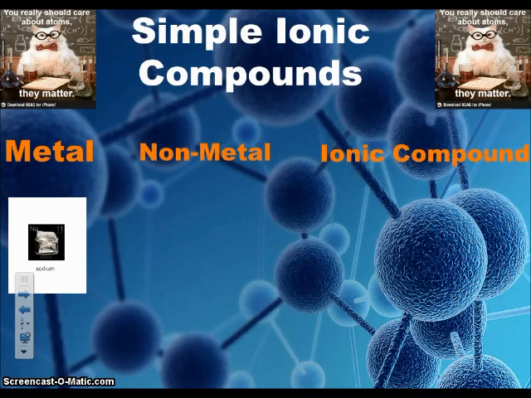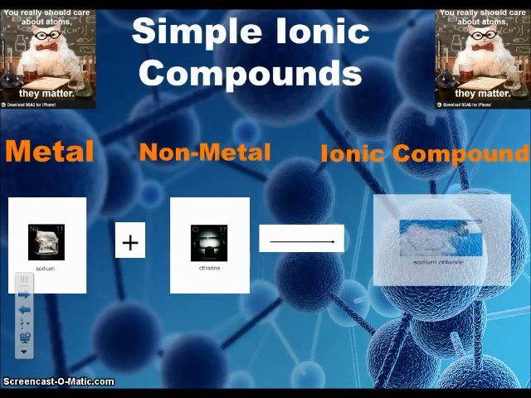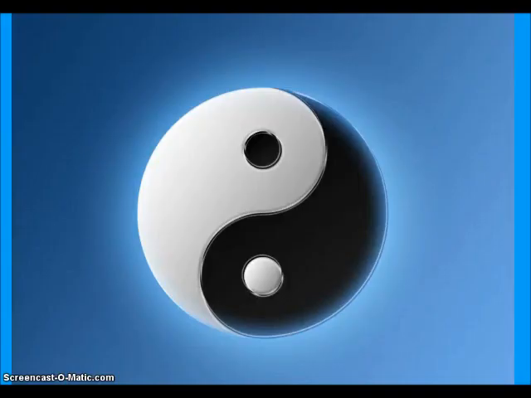Sodium is a metal. Now let's look at chloride. Is chloride a metal or a nonmetal? Take a look at your periodic table. It's a nonmetal. When these two form and transfer their electrons to form a bond, this is now going to become an ionic compound called sodium chloride. I know, this is crazy stuff.